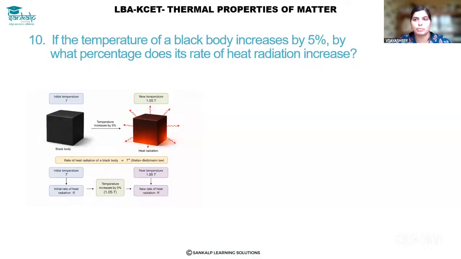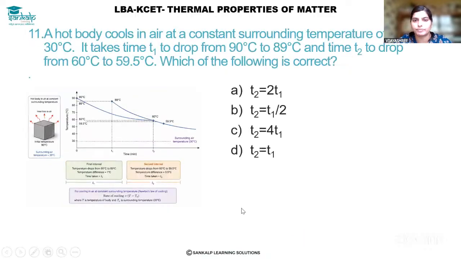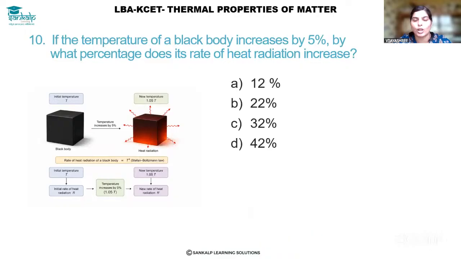Let us see the question number 10. If the temperature of a black body increases by 5%, by what percentage does its rate of heat radiation increase? Options. Option A 12%, option B 22%, option C 32%, and option D 42%.